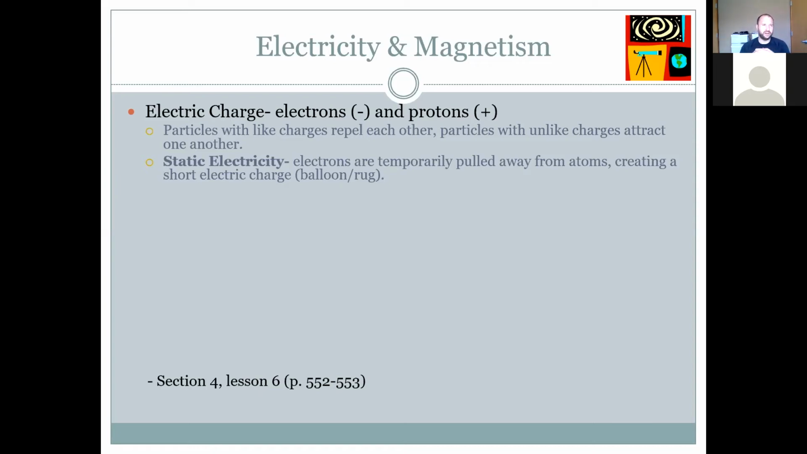It's not a consistent form of electricity, so you couldn't power an appliance with static electricity. That wouldn't work very well. Electric current is more consistent and can be sustained over a longer period of time. Electric current is the movement of charged particles, and that's usually electrons. Again, don't get hung up on remembering some of these real specific things. I just want you to think big picture.